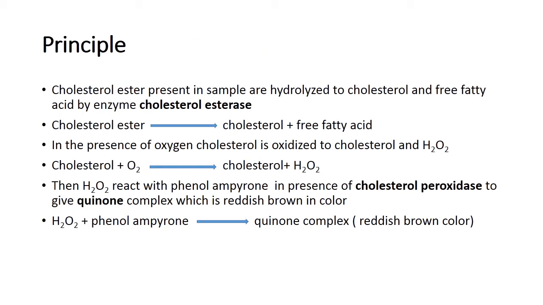Principle of the reaction: cholesterol esters are hydrolyzed to cholesterol plus free fatty acid in the presence of the enzyme cholesterol esterase. Then, in the presence of oxygen, cholesterol is oxidized to cholestenone and hydrogen peroxide. In the last step, hydrogen peroxide reacts with phenol and aminoantipyrine in the presence of peroxidase to give a quinone complex, which is reddish brown in color.